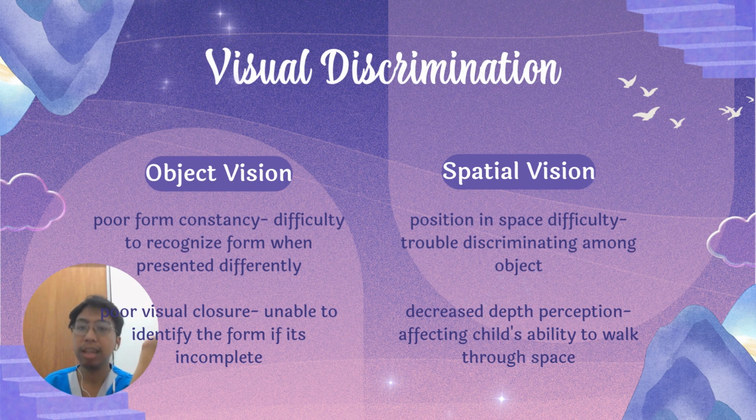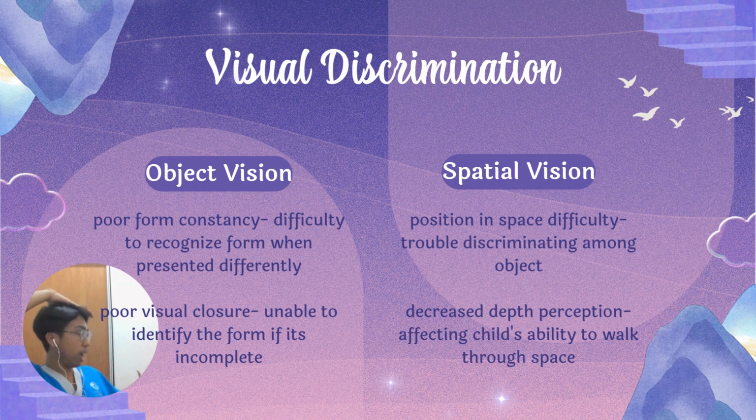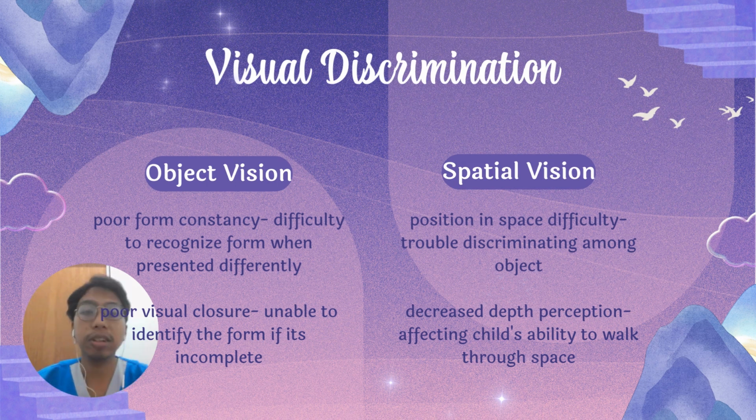And then next is spatial vision, which has two things I want to talk about: position in space difficulty and also decreased depth perception. Spatial vision is our ability to discriminate ourselves from the space around us. For example, in the room in this room, how can I identify how far away I am from this wall? So yes, position in space difficulty equals trouble discriminating among objects.